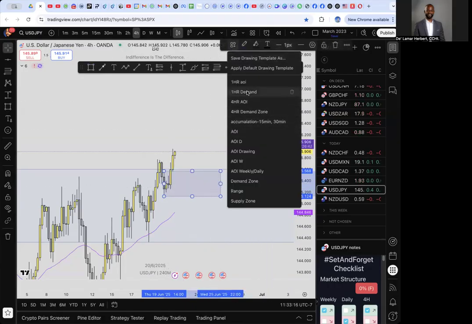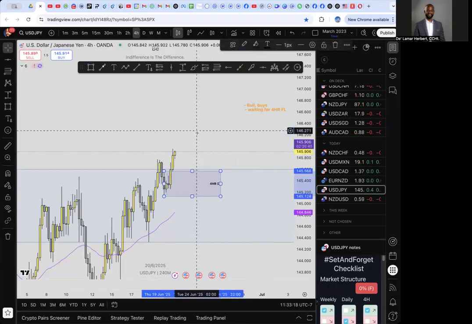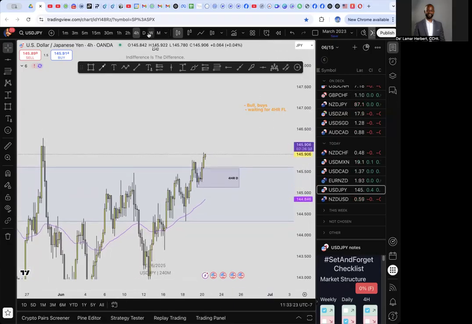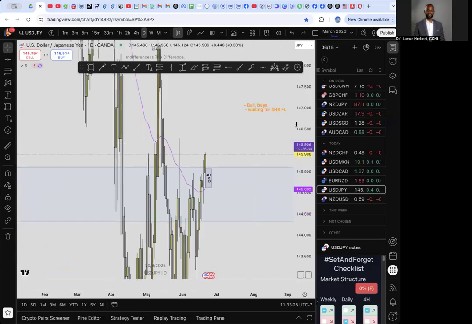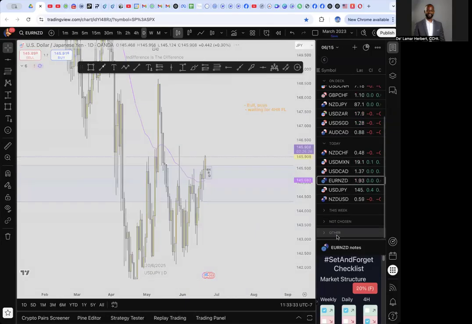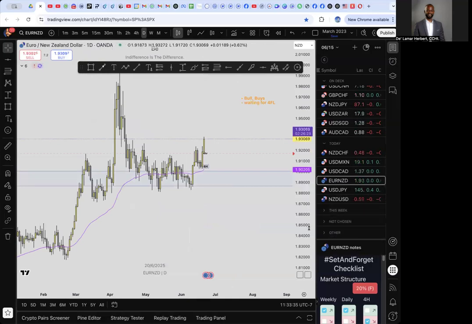We also have a 4 hour demand zone right here, so we can look to use that for price to bounce off of, and then we'll be shooting for, we can shoot way up here, or we can just shoot for this one right here. Either or.